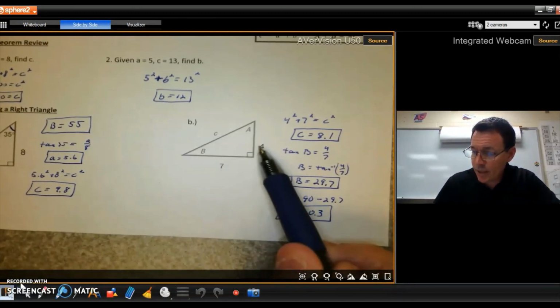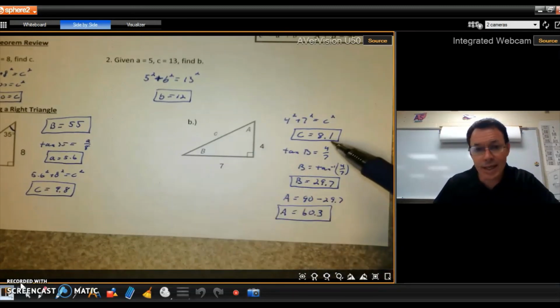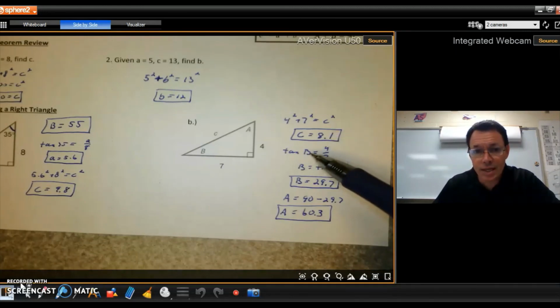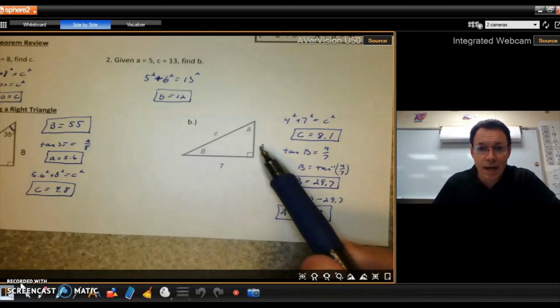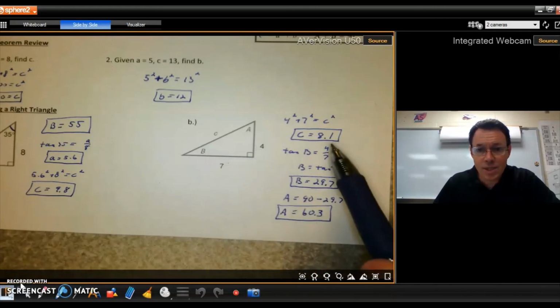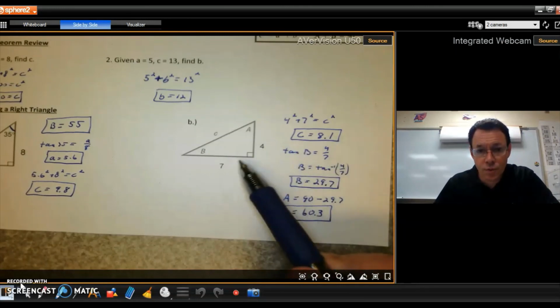I used the Pythagorean theorem first. 4 squared plus 7 squared equals c squared. I got 8.1 for c. I then went, now I didn't use that for my next step. I went and I decided to find angle B next. B, I was given the 4 and the 7. I'm not going to use the 8.1. That's a rounded number. I don't want that. Okay, so I'm going to use the 4 and 7. That's the opposite. That's the adjacent.